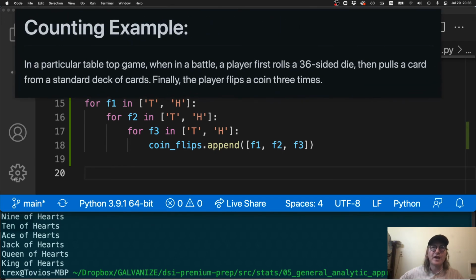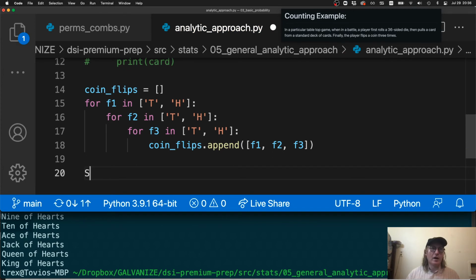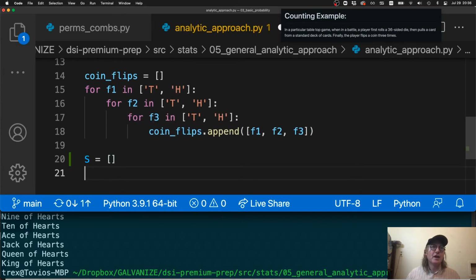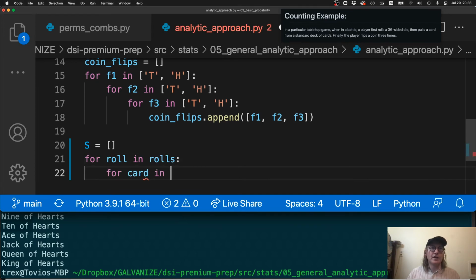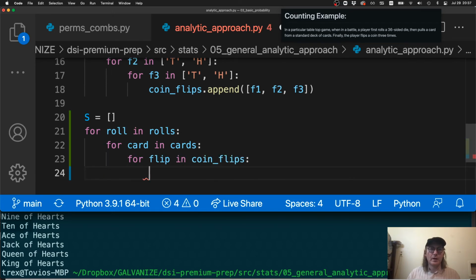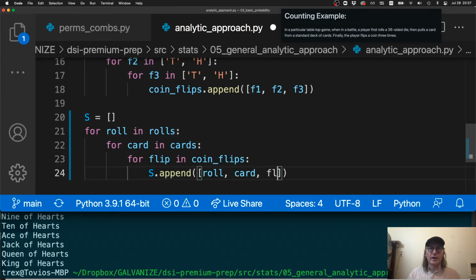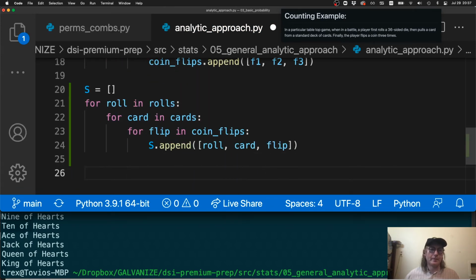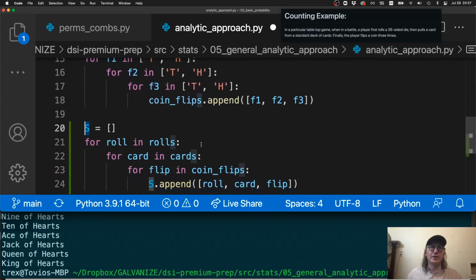All right. So if we want to create our sample space here, we can put all of these components together. I'll just call this capital S for the sample space. And we're going to say for each roll in rolls, for each card in cards, for each flip in our coin flips, s.append, and we'll append the roll, the card, and the flip. S is going to contain every possibility that we have here.